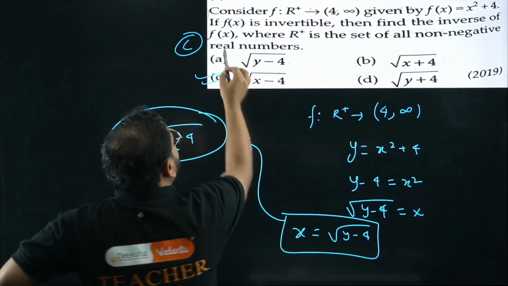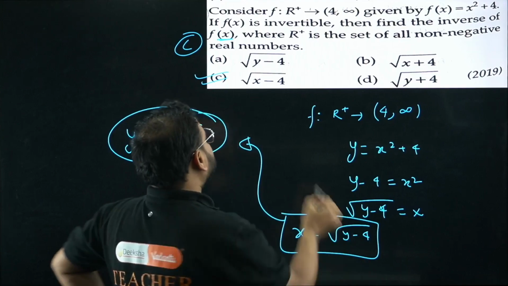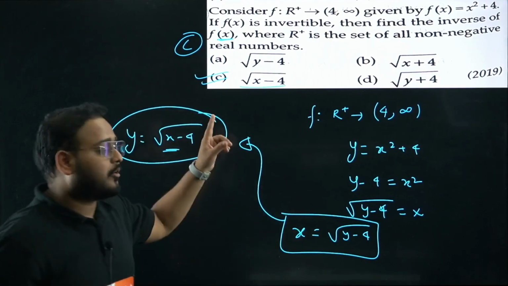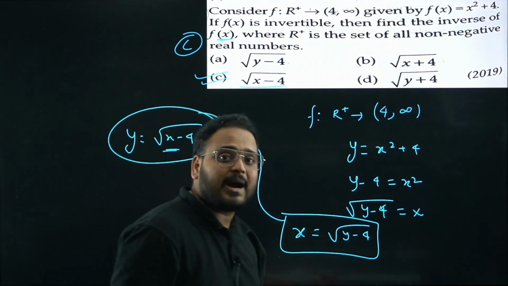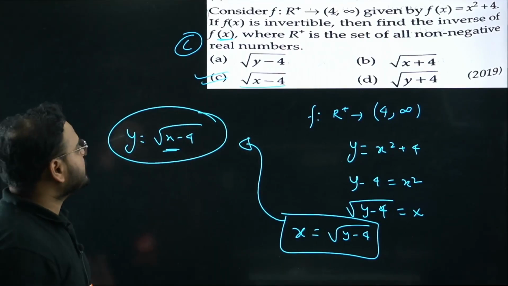What are you asking, sir? f(x), right? Please check. You'll have to write in the variable x only. Answer will be root of x minus 4. Don't write y minus 4, okay? You have to convert that back. You have to convert that back, okay? It will become x minus 4. So option C is correct.